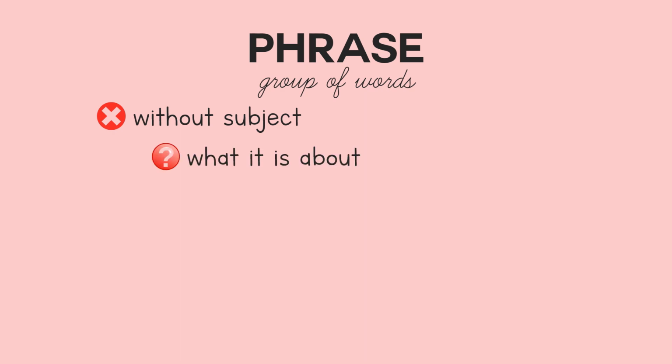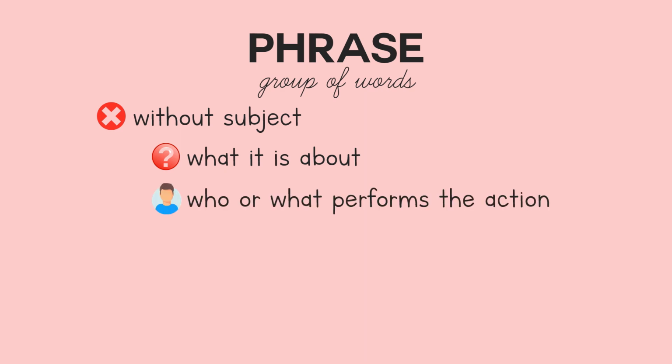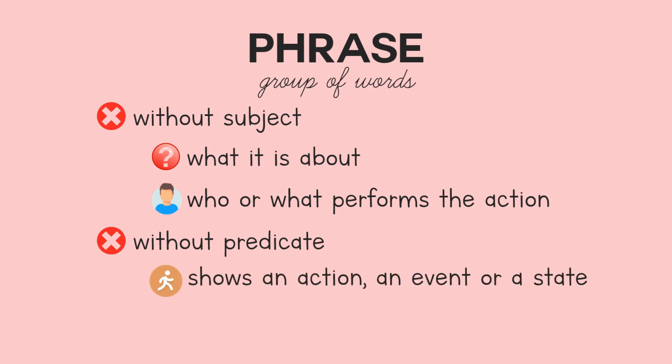A phrase is a group of words without a subject. When we say subject, it is something that is being talked about by a group of words. It can also be who or what performs the action. In addition to not having a subject, a phrase has no predicate. A predicate shows an action, an event, or a state.